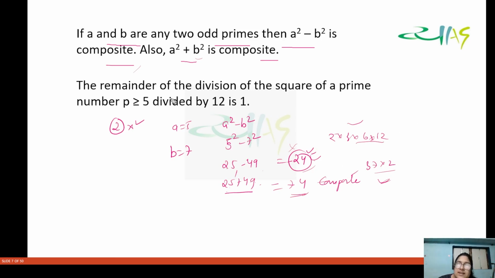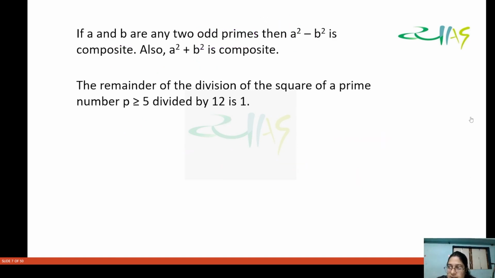Now see, but one of these should not be 2. Okay, it is clearly said here that if a and b are any two odd prime numbers, then a square minus b square is composite. Also a square plus b square is composite. Okay, so I hope everybody is clear with this thing.